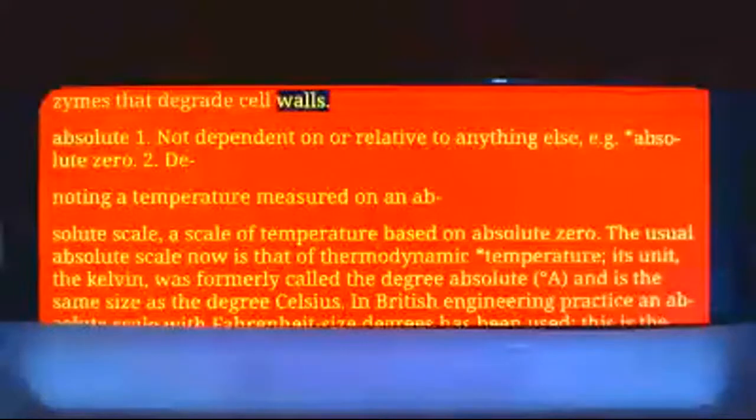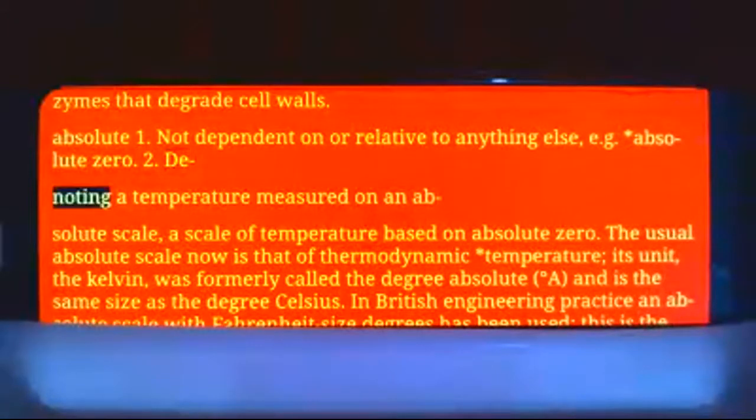Ethylene (asterisk ethene) acts as the primary trigger for abscission, inducing cells in the abscission zone to produce cellulase enzymes that degrade cell walls. Absolute. 1. Not dependent on or relative to anything else, e.g. asterisk absolute zero. 2. Denoting a temperature on an absolute scale, a scale of temperature based on absolute zero.